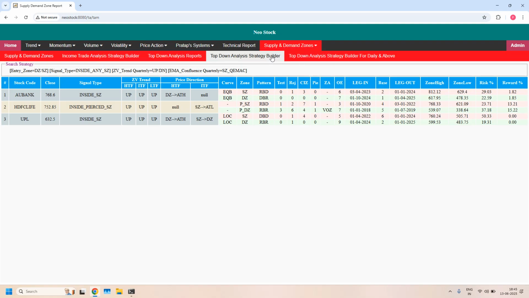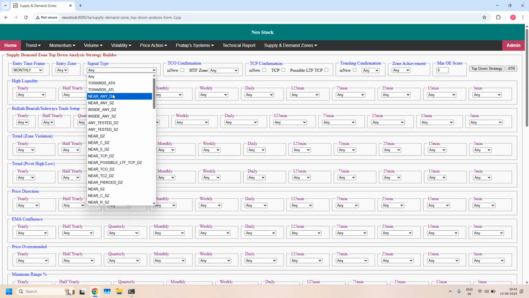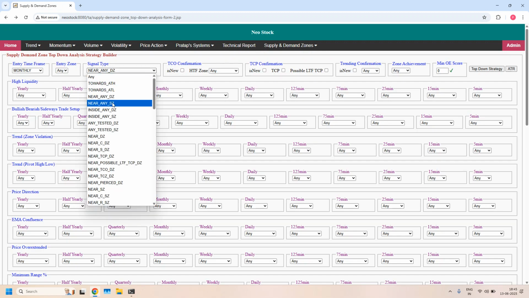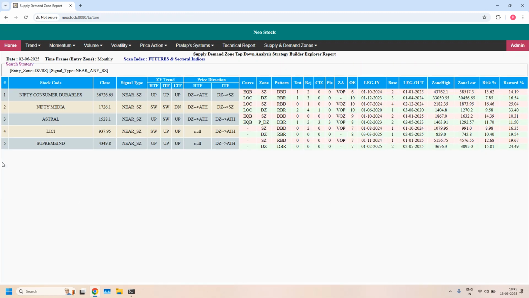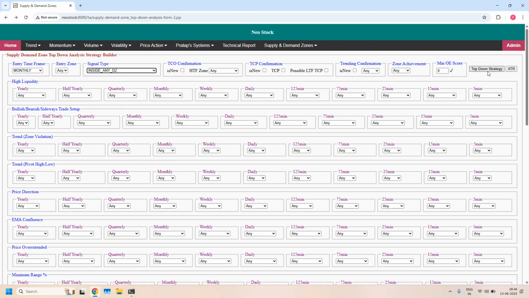Okay, next time frame is monthly. Stocks near to the monthly demand zone. We got 9 stocks. Next, stocks near to the monthly supply zone. We got 5 stocks. Next, price closed inside the monthly demand zone.